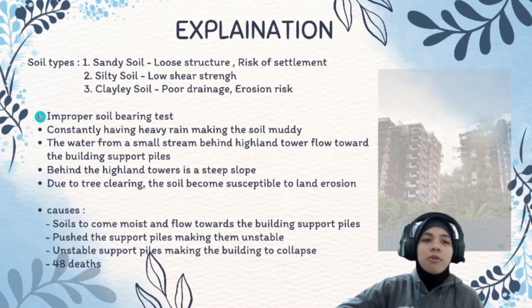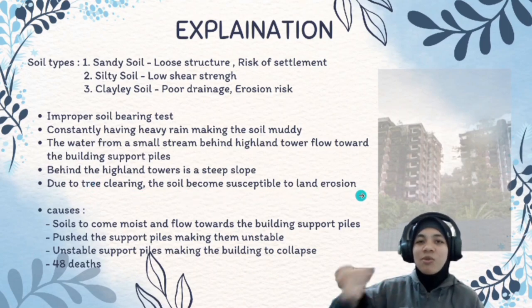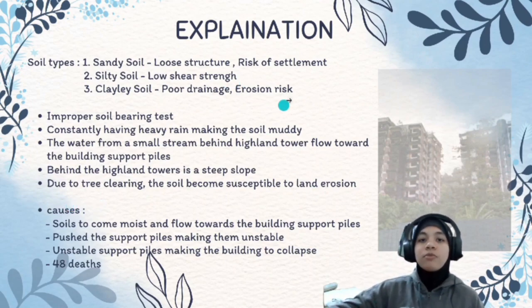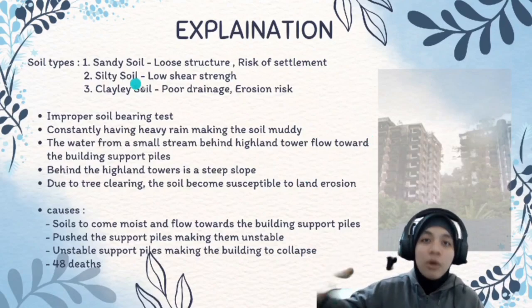The problem is improper soil bearing while doing the construction. And before the collapse of the building, there was constant heavy rain, making the soil all muddy. There was also water from a small stream behind the Highland Tower flowing towards the building support piles. Behind the Highland Tower is also a steep slope. Due to tree clearing, the soil becomes susceptible to land erosion, which is already bad enough when mixed with the clayey soil problem, which has a high risk of erosion.